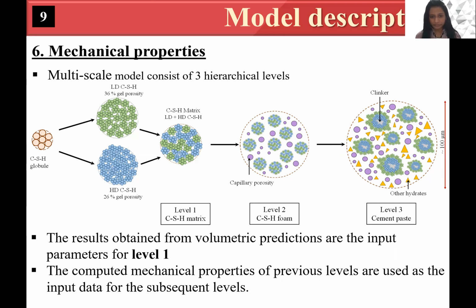The results obtained from the volumetric predictions are the input parameters for level 1. And the computed mechanical properties of the previous level are used as the input parameters for the subsequent levels.